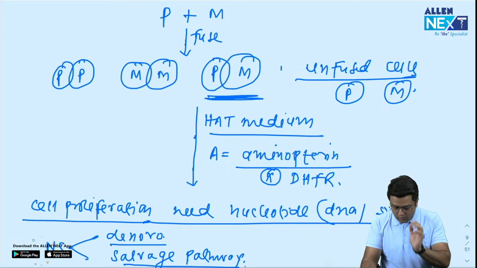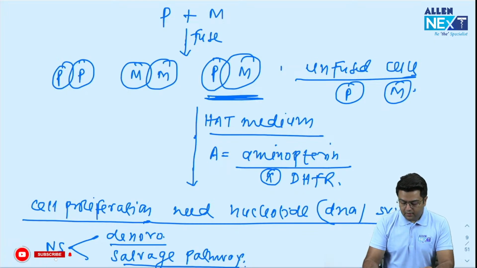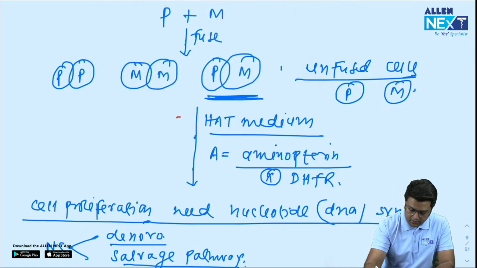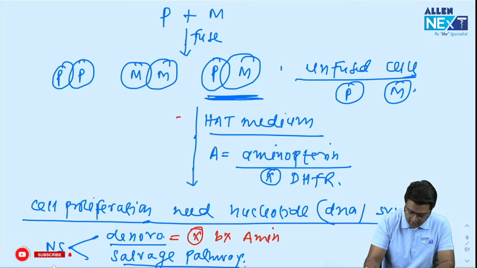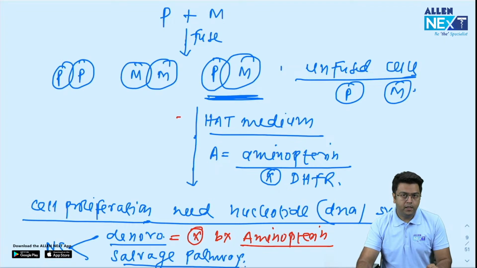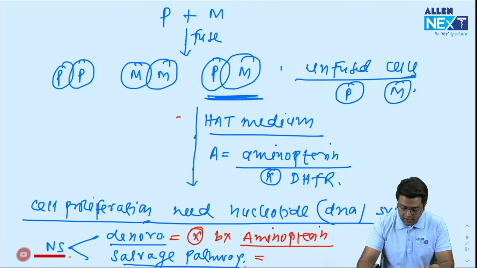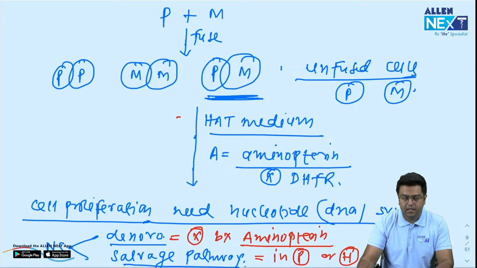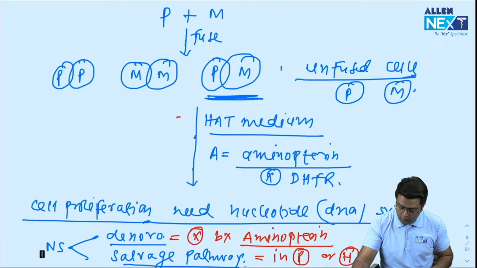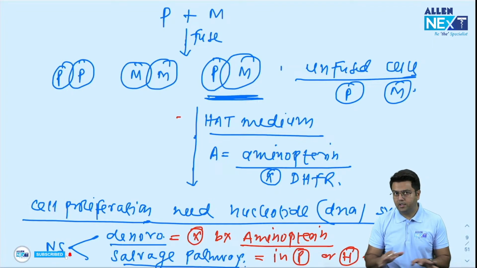Fine. Now, guys, the point is that this de novo pathway is already inhibited. Okay. So this de novo pathway is inhibited by aminopterin. So the cells will not be able to go through the de novo pathway. Fine. Now the salvage pathway. The salvage pathway is active in the plasma cells or hybridoma cells. P for plasma cells and H for hybridoma cells only. Fine. So it is not found in the myeloma cells. It is not there in the myeloma cells.